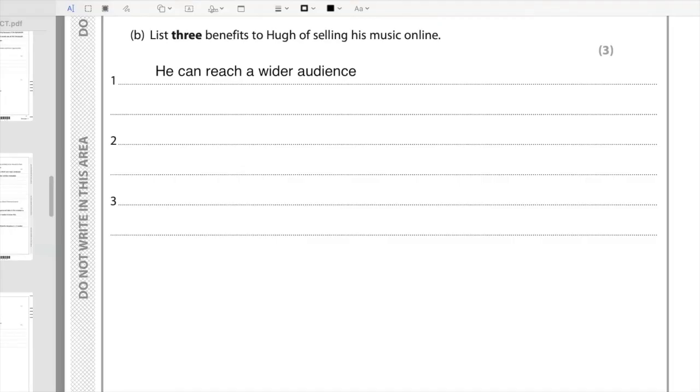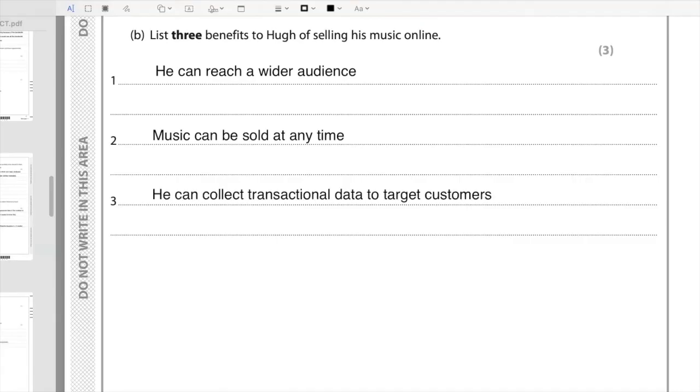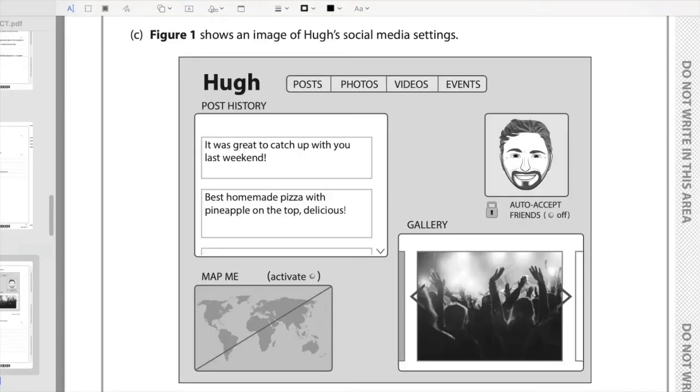So I started there, he can reach a wider audience. So online he can reach a much wider audience. I put also that music can be sold at any time. And my third point is he can collect transactional data to target his customers. C. Figure 1 shows an image of Hugo's social media settings. So we can see that here.